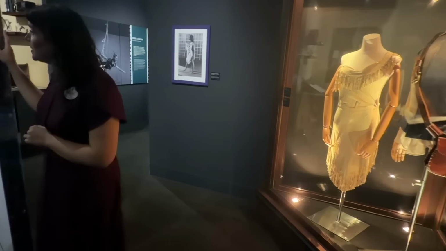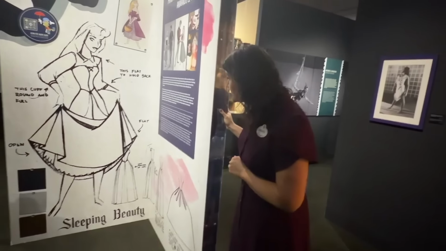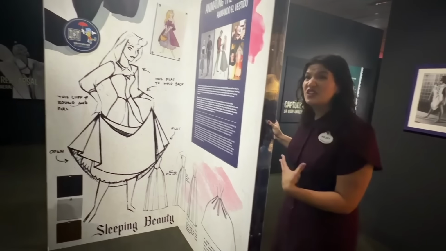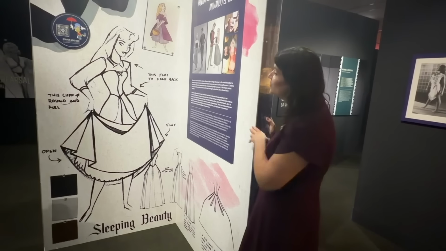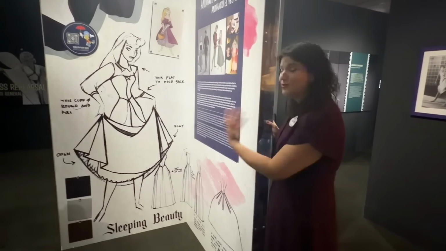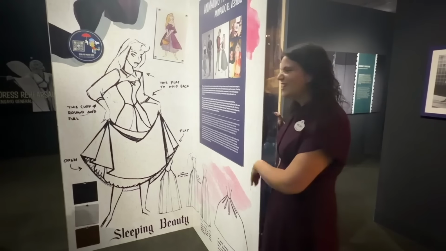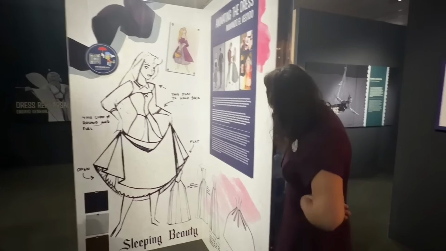Throughout the exhibition, we also have these really beautiful kiosks. They're kind of just deep dives into various stories. So this one goes into the creation of the costume of Briar Rose, also known as Aurora, also known as Sleeping Beauty, whichever name speaks to you.